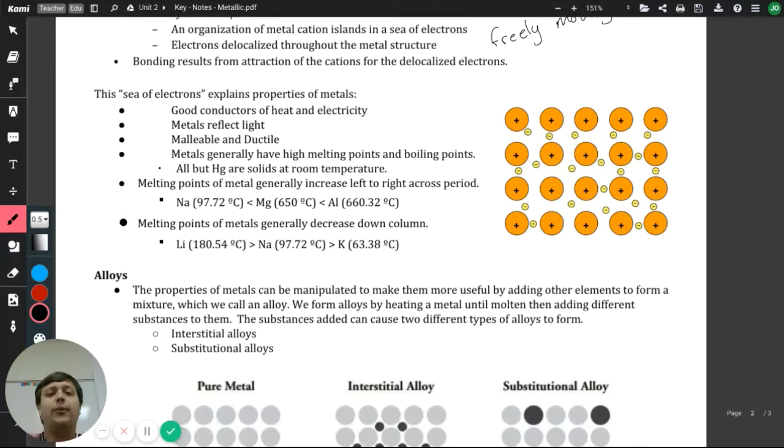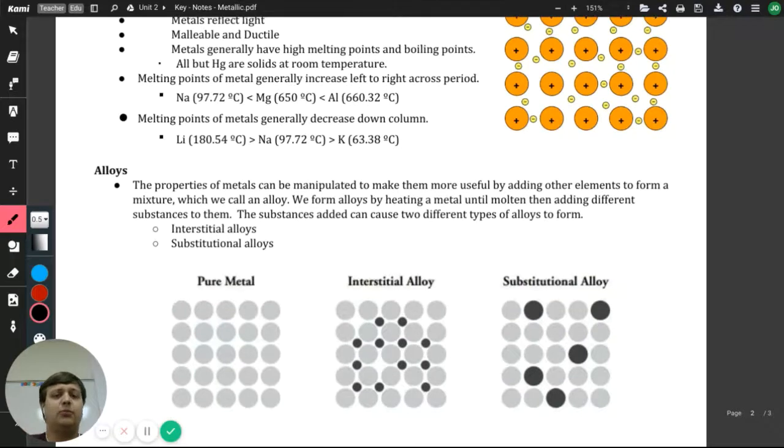Okay. Well, what happens when I take things and I mix them with a metal? Well, when I take things and I mix them with a metal, a lot of times what I'll form is what's called an alloy. And we make these alloys because alloys actually start to exhibit different properties. They exhibit the properties of the other things that are a part of the alloy.